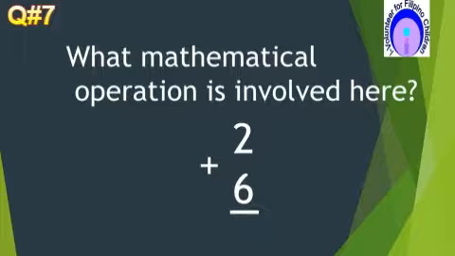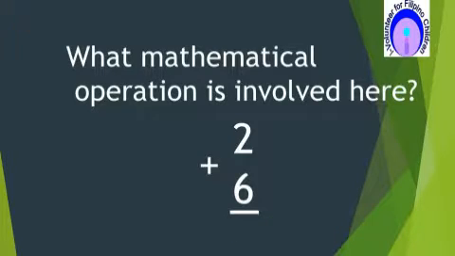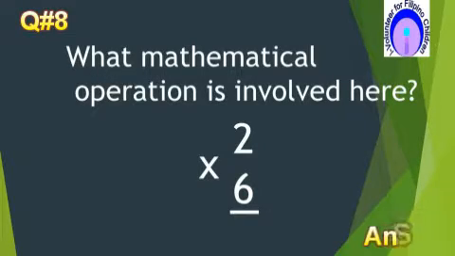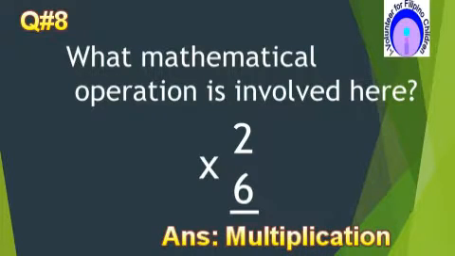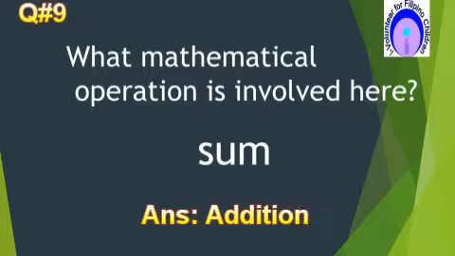Question number 7. What mathematical operation is involved here? The answer is addition. Number 8. What mathematical operation is involved here? The answer is multiplication. Question number 9. What mathematical operation is involved here? The answer is addition.